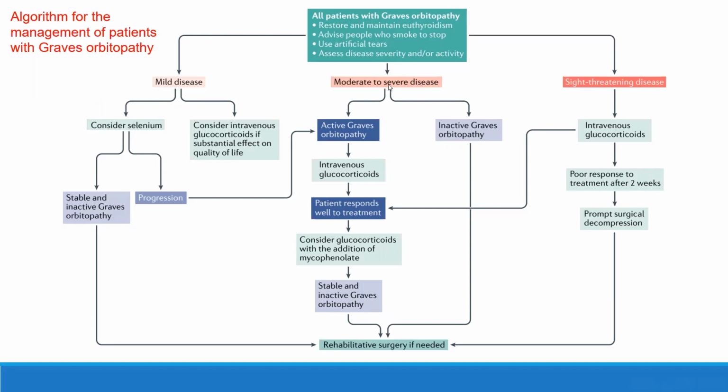But in a case of moderate to severe disease with active orbitopathy, intravenous glucocorticoid is the first line therapy. If the patient responds well to the treatment but not completely resolved, we can consider glucocorticoid with the addition of mycophenolate. If the patient is stable with inactive Graves' orbitopathy, we go to rehabilitation surgery if indicated. In the case of moderate to severe disease with inactive Graves' orbitopathy, we go immediately to rehabilitative surgery. No need for intravenous glucocorticoid as the orbitopathy is inactive. But in a case of sight-threatening disease, we should give intravenous glucocorticoid, and if there is poor response to treatment within 2 weeks, we should go to surgical decompression. In this situation, most cases require rehabilitation surgery for strabismus or eyelid surgery.